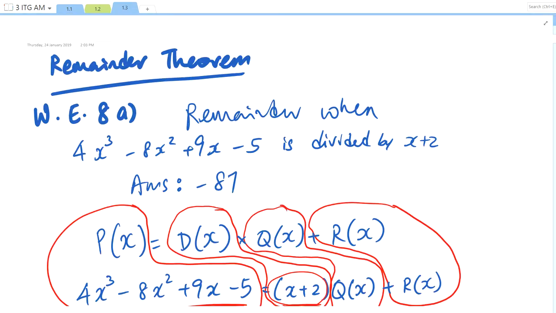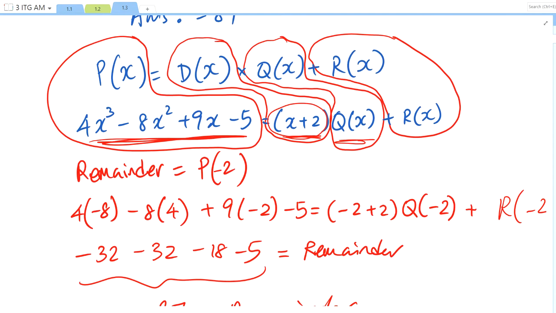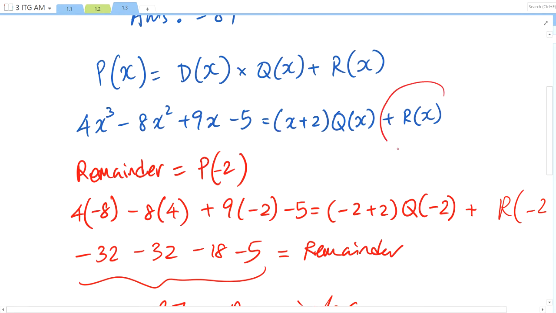Then we learned that, hey, if I only want my remainder, I can substitute values of x such that all this will become 0. Then my quotient will become 0. Regardless of what my quotient is, when multiplied by 0, it will disappear, therefore leaving me only with the remainder. In this way, I do not need to go through the whole process of long division to find out what the quotient is, to find out what the remainder is. And I believe you also agree with me that there is less room for careless mistakes. Okay, so the approach is going to be like this.